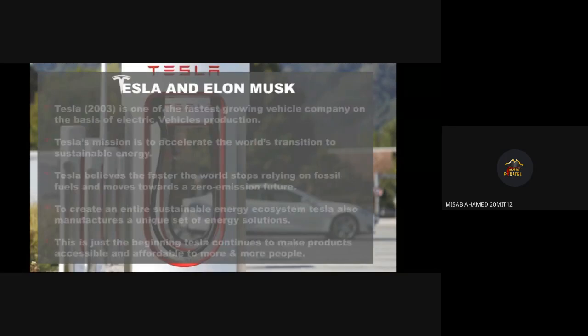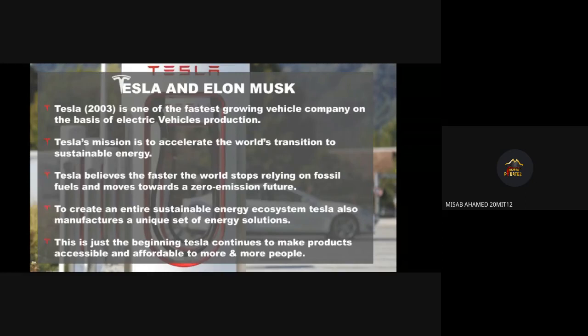Hi, I'm Misab, and now I'm going to talk about Tesla, which is one of the world's fastest growing electric vehicle production companies, started by Elon Musk and his co-founders in 2003. Its main mission is to accelerate the world's transition to sustainable energy by helping in the reduction of pollution in the form of gases, noise, and many more.